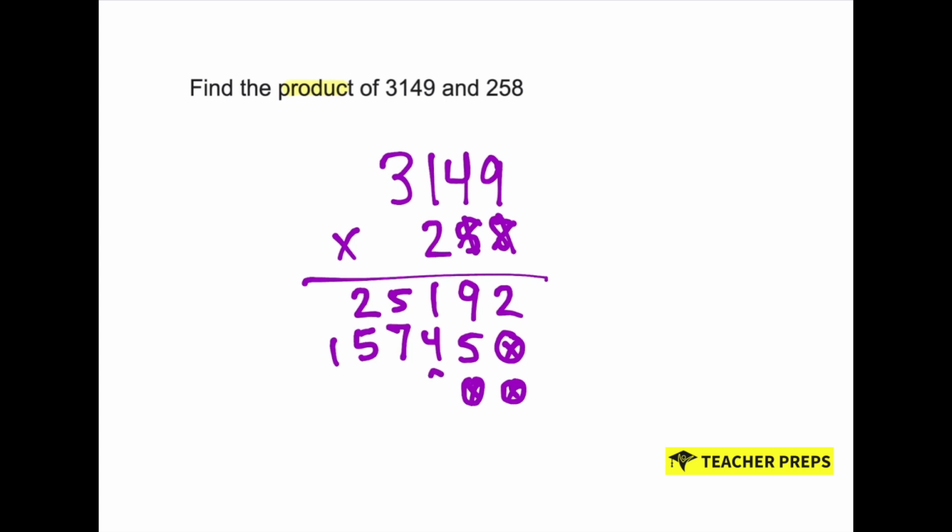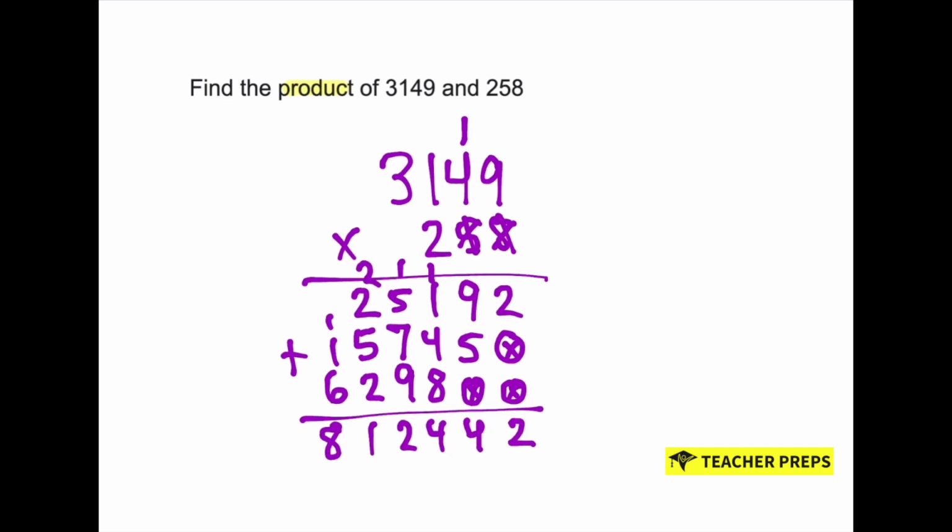2 times 9 is 18. Carry that 1 up. 2 times 4 is 8, plus the 1 is 9. 2 times 1 is 2, and then 2 times 3 is 6. Our final step is to add those digits. We're going to have 3 rows to add up now. When you add the 3 rows, you should have gotten 812442. Now you need to put the comma in 3 places from the right. And our product is 812,442.